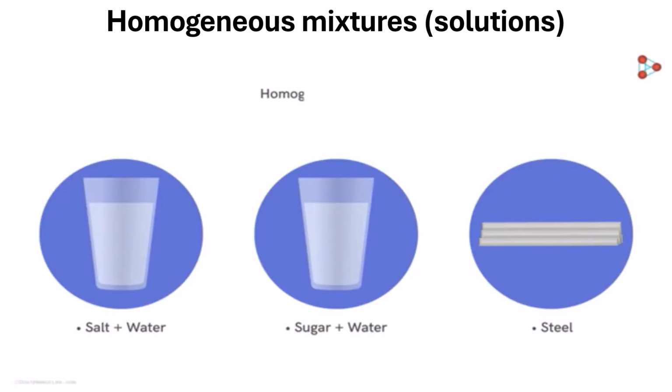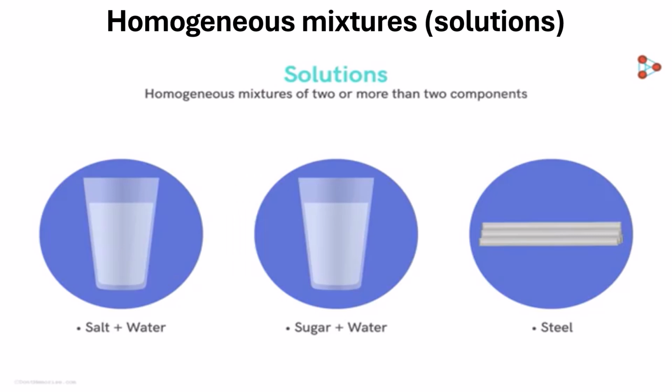Now, these types of homogeneous mixtures are called solutions. That is, a solution is a homogeneous mixture of 2 or more components. So, here the mixture of salt and water, the mixture of sugar and water, and steel are all solutions. But wait, as we saw before, we usually think that solutions are always in liquid state. But here we mentioned that steel is a solution. Yes, solutions need not always be in a liquid state.